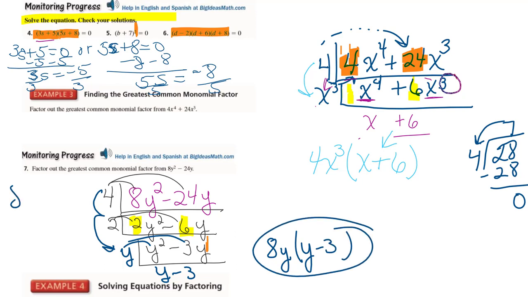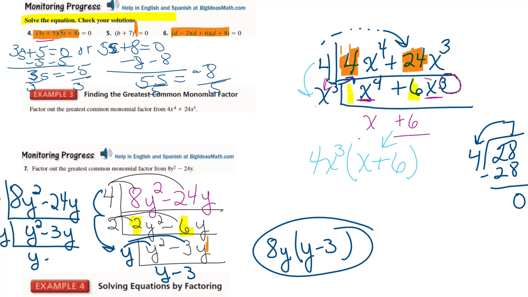Now just to start this over again real quick, if you would have seen that the greatest common factor was 8, you could divide that out first, and then divide out the y, and you would get the same answer. Here's your 8y, and then there's your y minus 3. So that's another way to look at factoring if you're having some trouble.